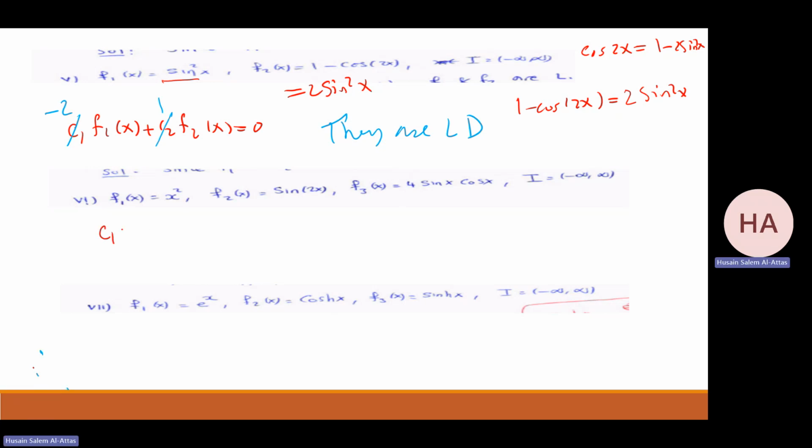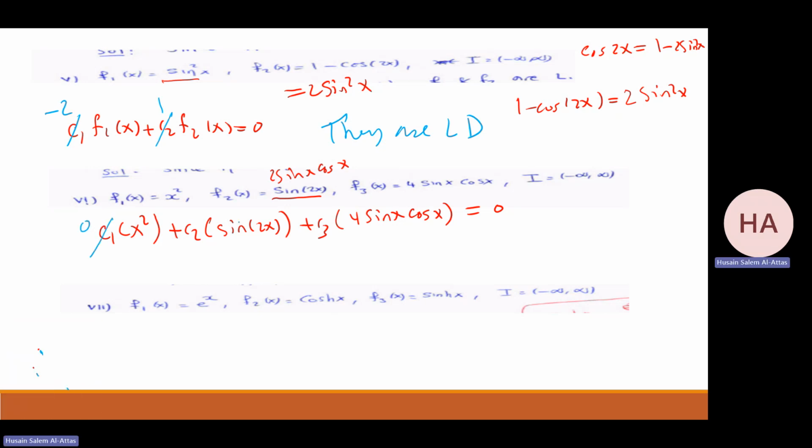This one, C1 times x squared plus C2 sine 2x, which is, don't forget, 2 sine x cosine x, plus C3 times 4 sine x cosine x equals 0. Can I find C's? Yes. How do I do that? I make this 0. This one is 2, so I multiply by 2, and this multiply by minus 1. So I have 4 sine x cosine x minus 4 sine x cosine x plus 0. That will be 0. So they are linearly dependent.